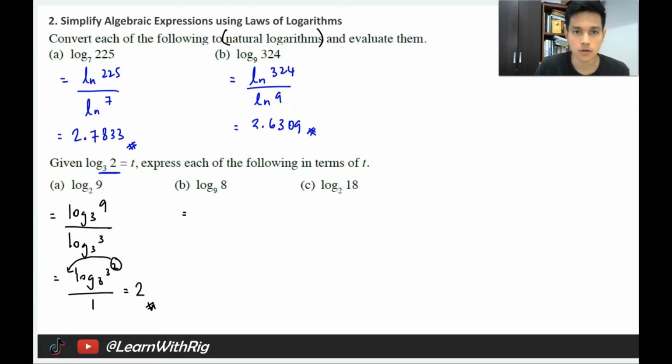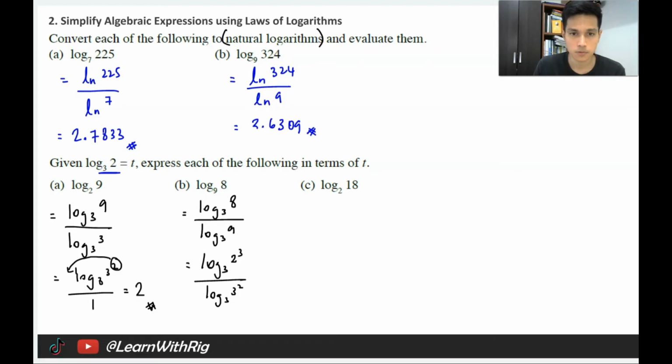Okay. Next question. Log 8 base 9. So first thing, change the base. So log 8 base 3 over log 9 base 3. So 8 base 3. 8 is equal to what? 2 power 3, correct? So log 2 power 3, here base 3, over log 3 square here, base 3. Okay, so what do you get here? The 3 I can bring to the front.